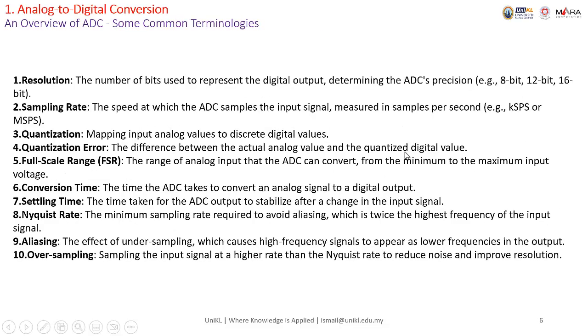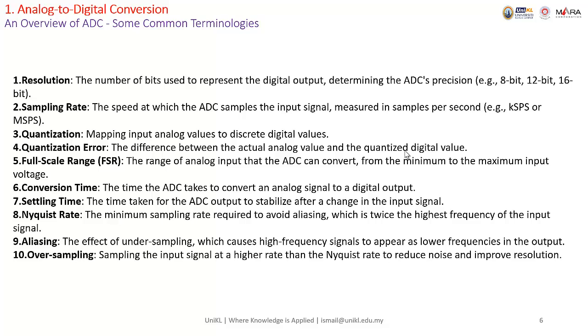And then sampling rate, the speed at which the ADC samples the input signal. For the STM, it can work up to 2 mega samples per second. Mega sample per second, when 2 million samples in 1 second.